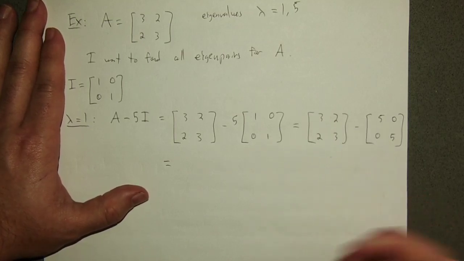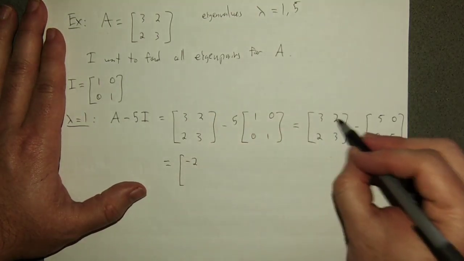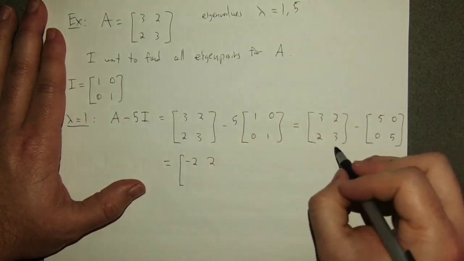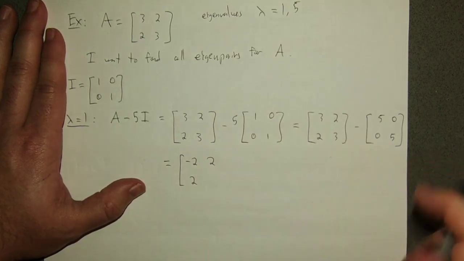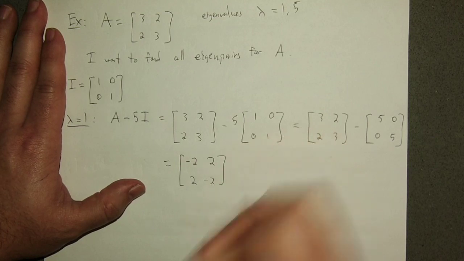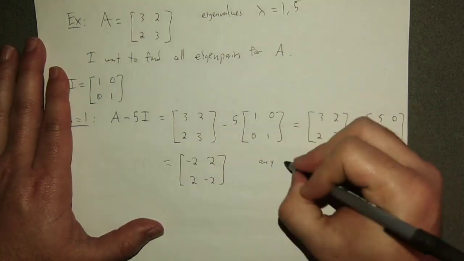So this is 3 minus 5, so that's minus 2. In the next entry, this is 2 minus 0, so that's 2. In the next, it's 2 minus 0, so that's 2. And lastly, this is 3 minus 5, so that's minus 2. So A minus 5I looks like that. I'm told that any non-zero column of A minus 5I will be an eigenvector associated to lambda equals 1. So I can choose any column. That might seem a little strange, but I'll talk about that in a second. Any non-zero column works.